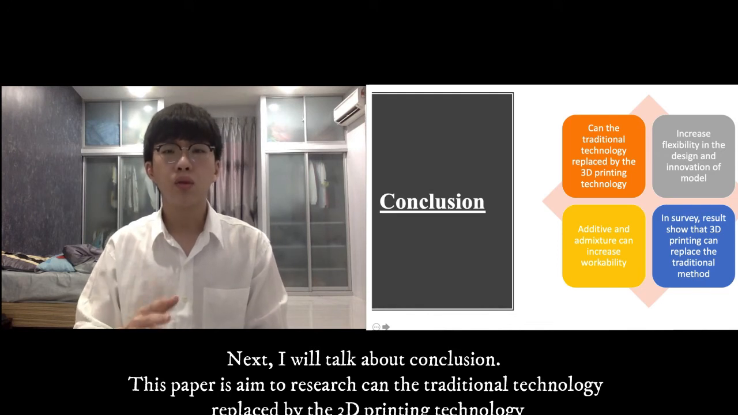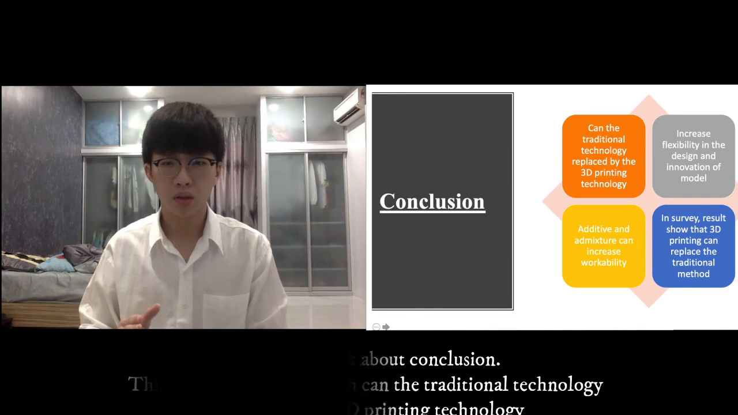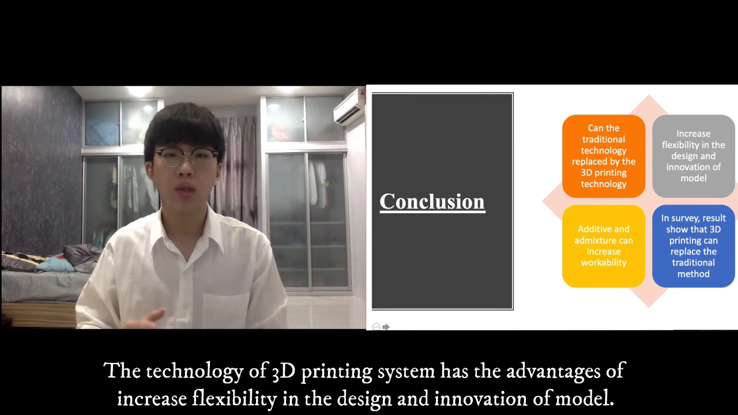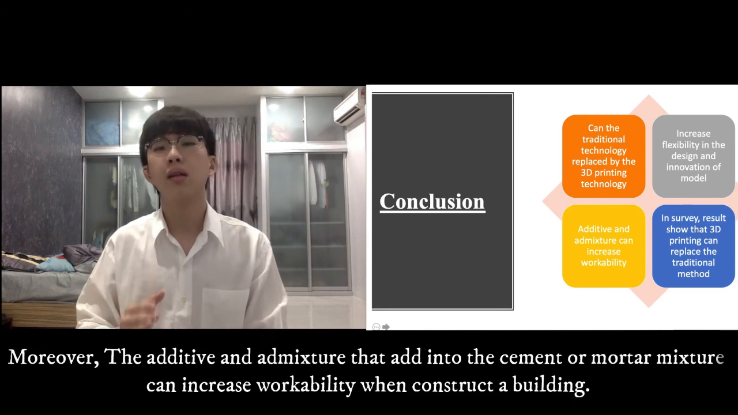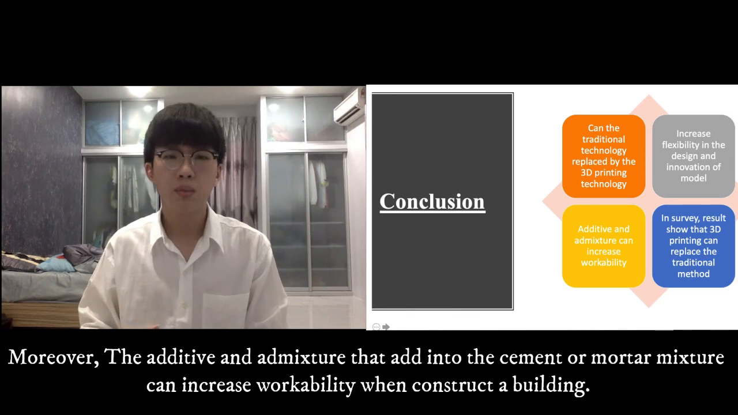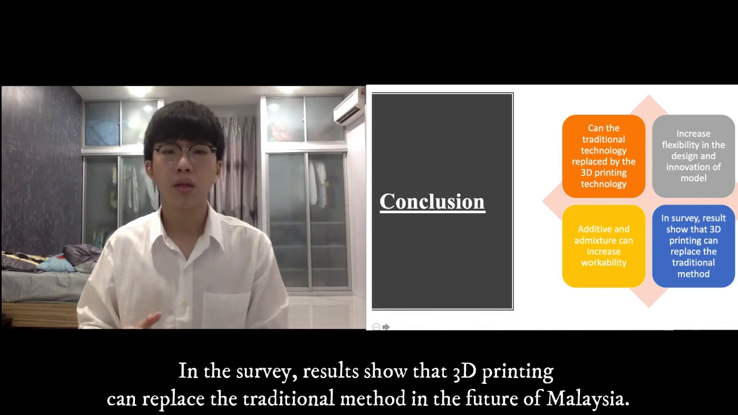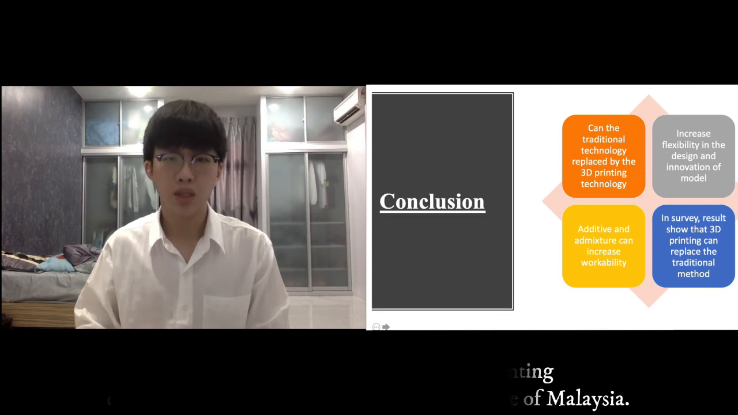This paper aimed to research whether the traditional technology can be replaced by 3D printing technology. The 3D printing system has the advantage of increased flexibility in the design innovation of models. Moreover, the additives and admixtures added into the cement or mortar mixture can increase the workability when constructing a building. In the survey, results show that 3D printing can replace the traditional method in the future of Malaysia.